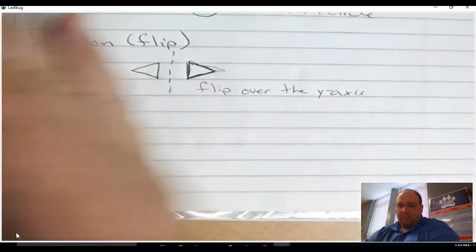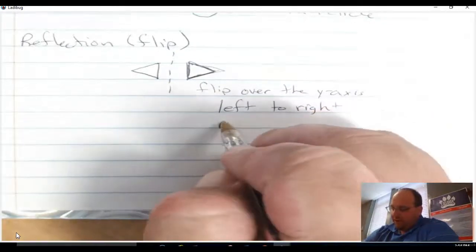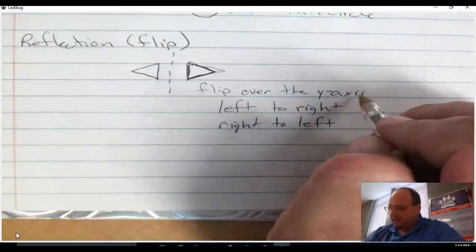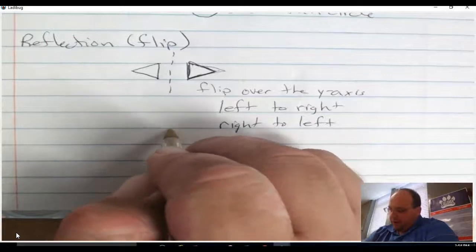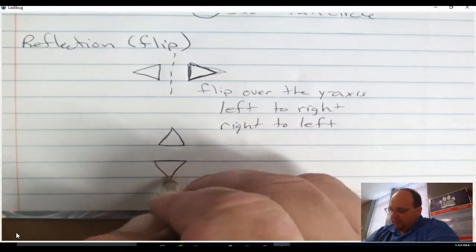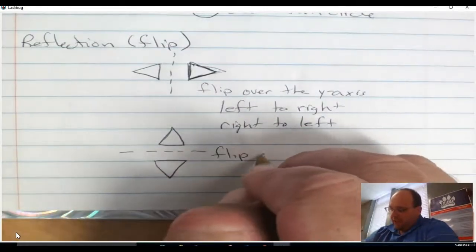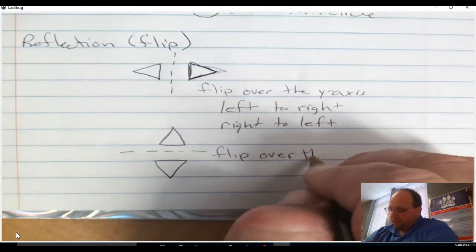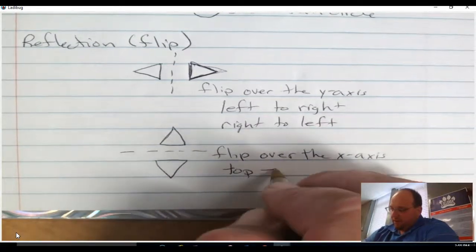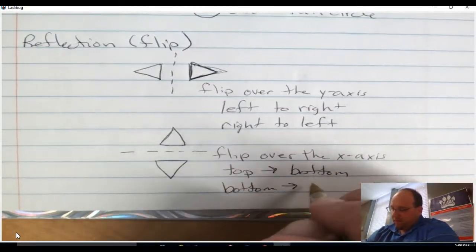So when I flip from left to right, or from right to left, that is going to simulate a flip over the y-axis. If I go the opposite direction, so I have a triangle here, and I flip it down facing the opposite direction, that's going to be a flip over the x-axis, or a horizontal flip. Again, this one goes from top to bottom, or some of you might think bottom to top.